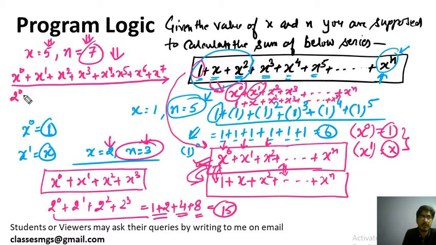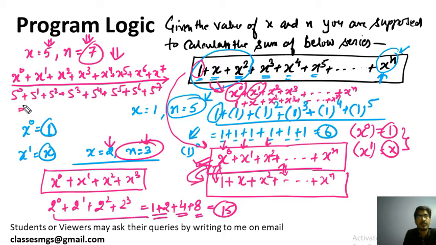Then the series will become 2 raised to power 0 plus 2 raised to power 1 plus 2 raised to power 2 plus 2 raised to power 3. Oh sorry, 5 is given, so x is 5. Actually I had taken 2. 5 raised to power 0 plus 5 raised to power 1 plus 5 raised to power 2, 5 raised to power 3, 5 raised to power 4, 5 raised to power 5, 5 raised to power 6, 5 raised to power 7.